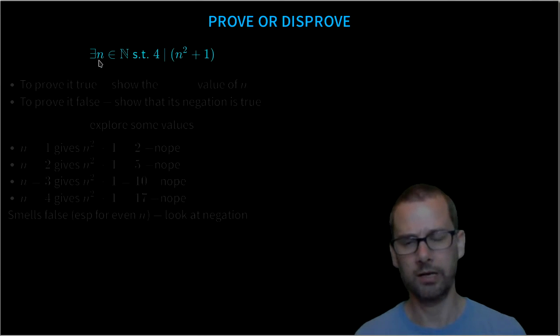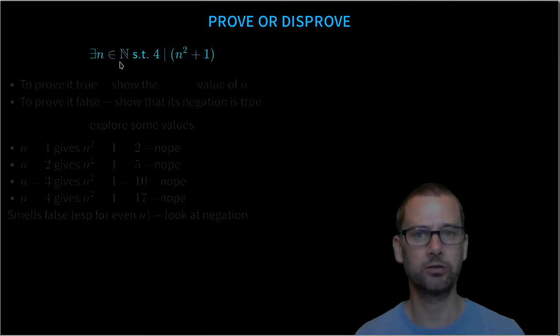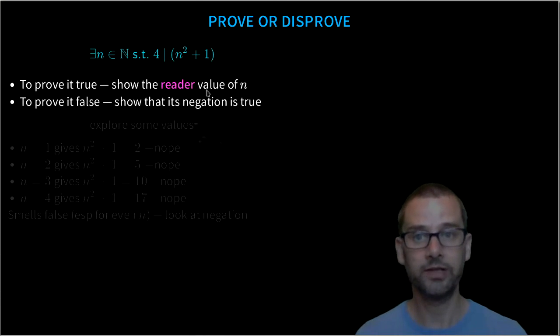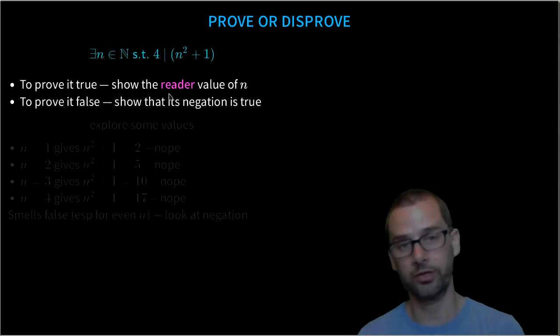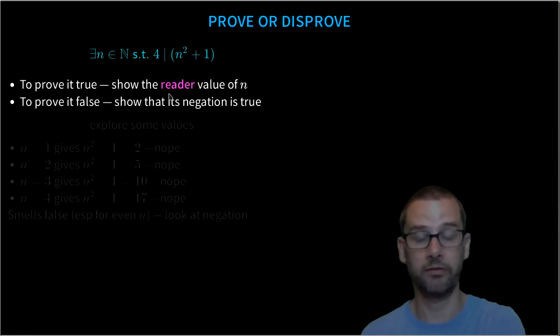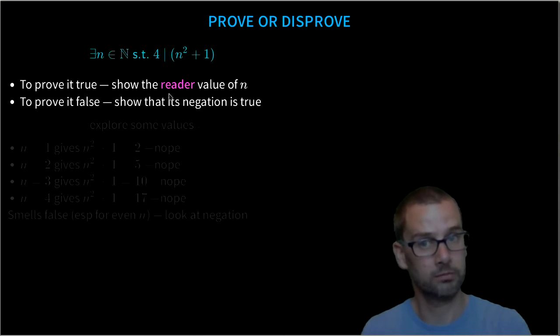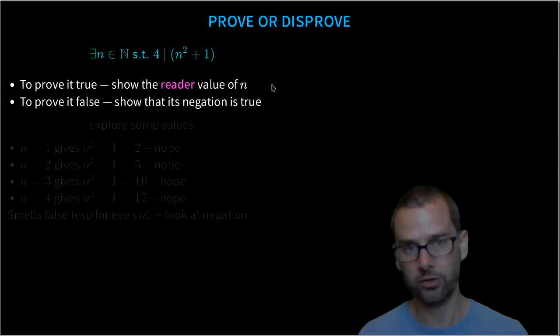Here's an example. There exists some natural number n so that 4 divides n squared plus 1. Now, to prove this true, we just need to find a value of n that makes it work. We just need to show the person reading our proof, here's the value of n, you can check it. It works. But to prove it's false, we need to show that its negation is a true statement.